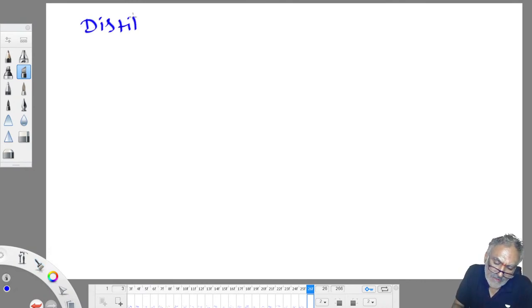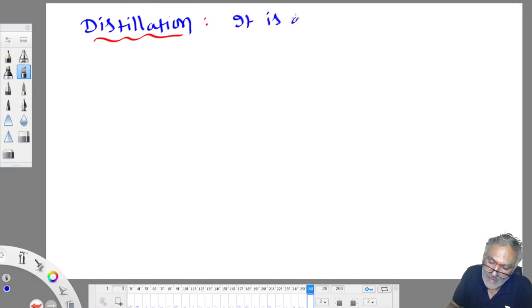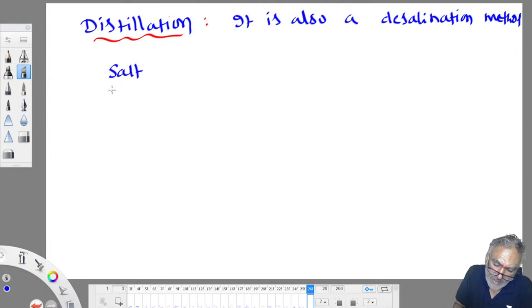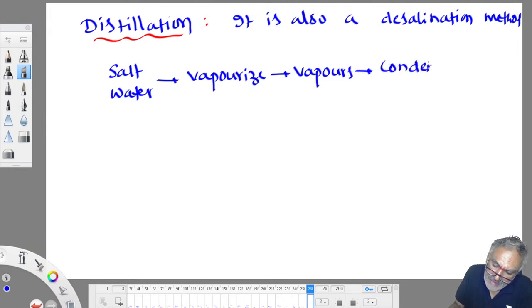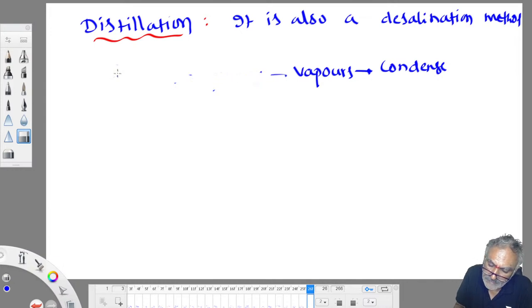Similarly, distillation. Distillation is also used for the same purpose. It is also a desalination method. In this method, what we do is first vaporize the salt water, then it produces vapors. Those vapors we again collect and condense. Vaporization, condensation. Then that produces distilled water. Distilled water is pure water which is free from all salts.